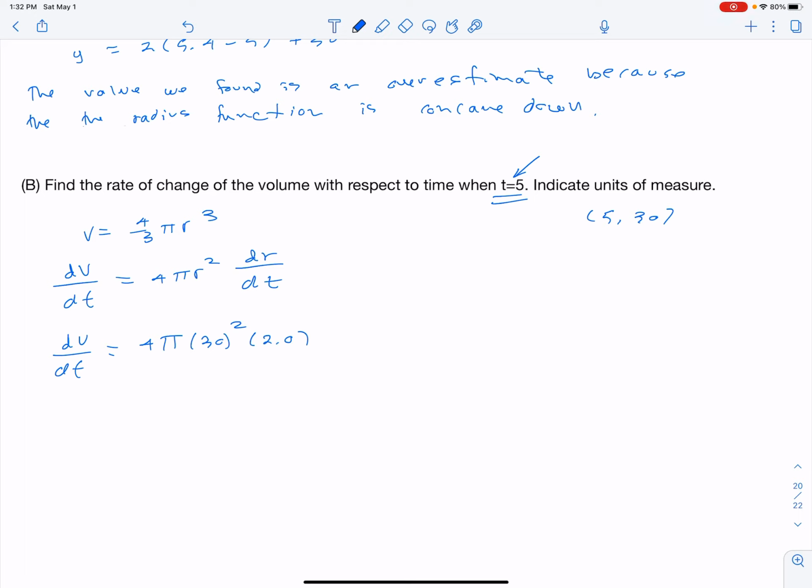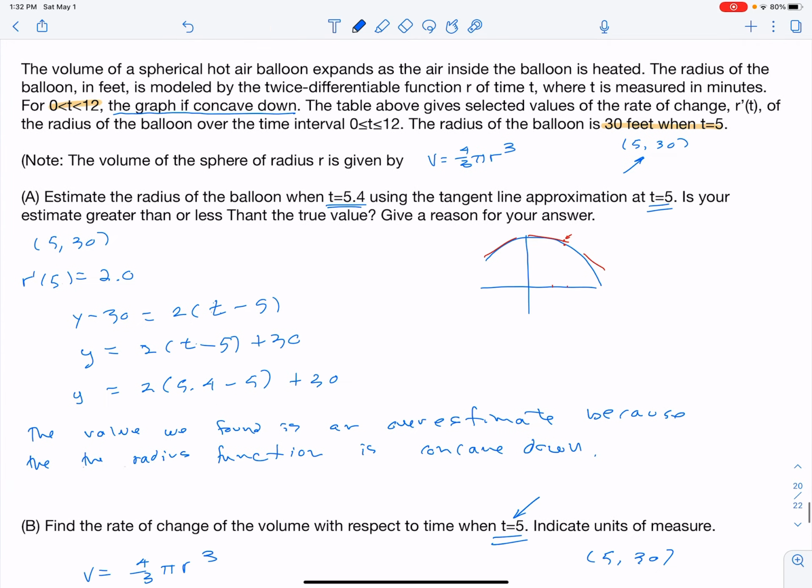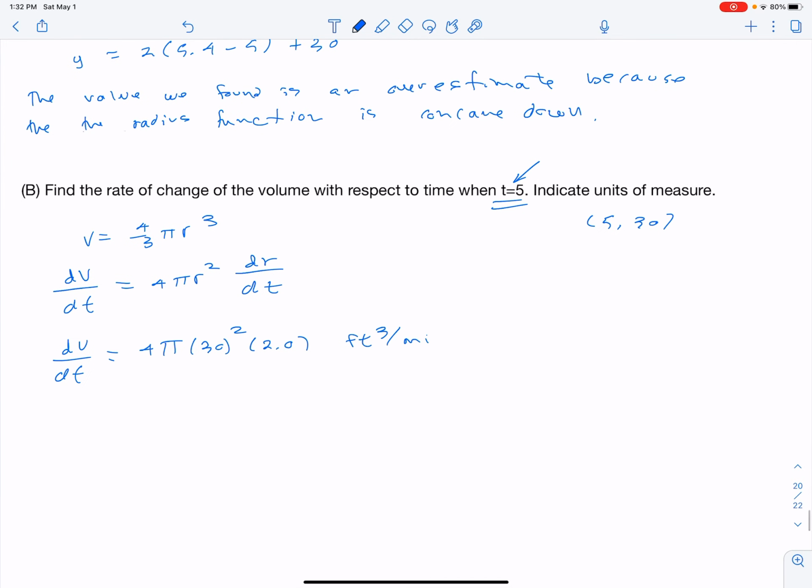And then they ask us to use, what are our units of measure? Well, think about what this is. This is the rate of change of the volume. So I think this is feet cubed per minute. Feet cubed per minute. So that's the rate of change of our volume. Okay? Let's keep on going.